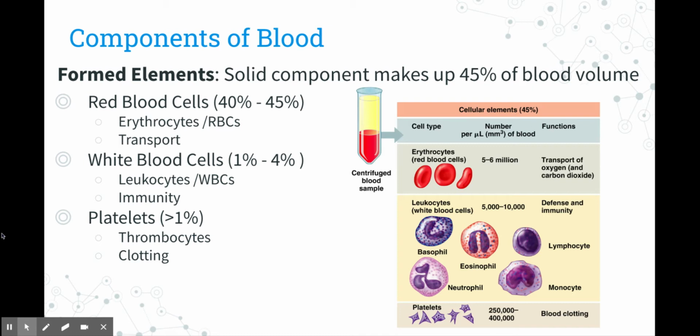And making up the last little bit, less than 1% of the formed elements are the platelets. And these are actual fragments of cells that are involved in blood clotting. They're also called thrombocytes.